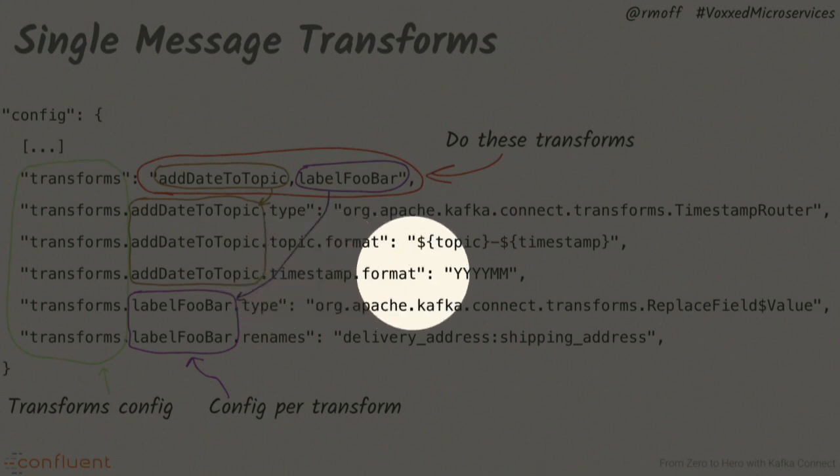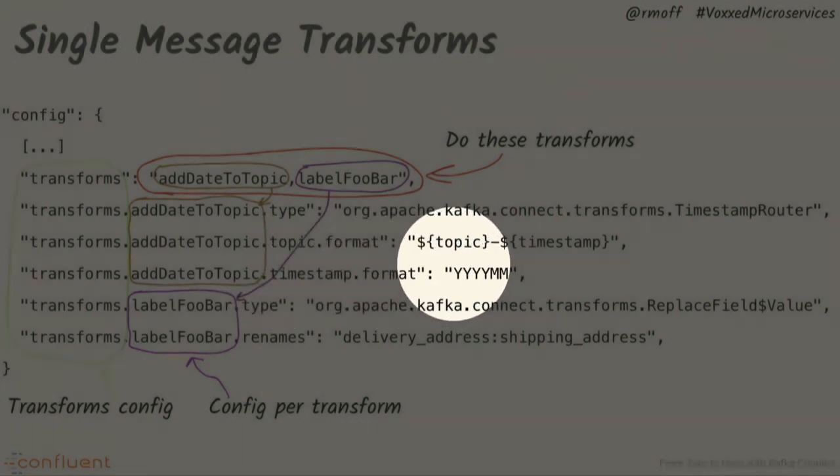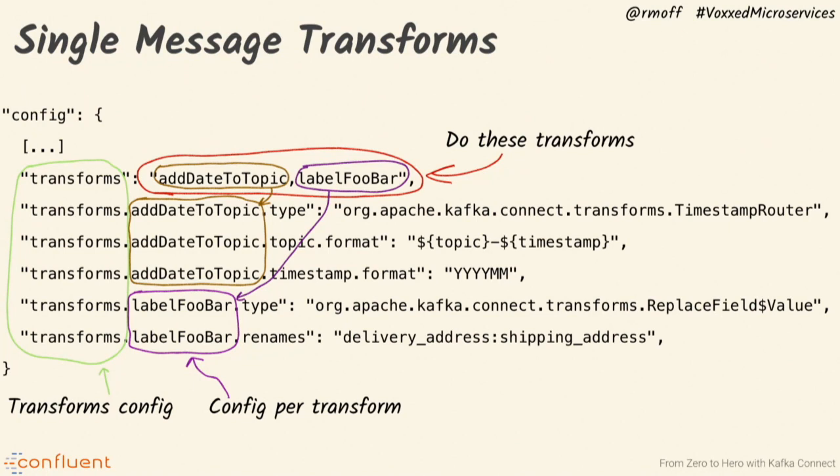It's got the topic format and the timestamp format. So we're going to take the topic and append the timestamp to it. So when we're streaming data down to Elasticsearch, for example, the Elasticsearch index will take the particular timestamp. So then we can do timestamp-based partitioning.